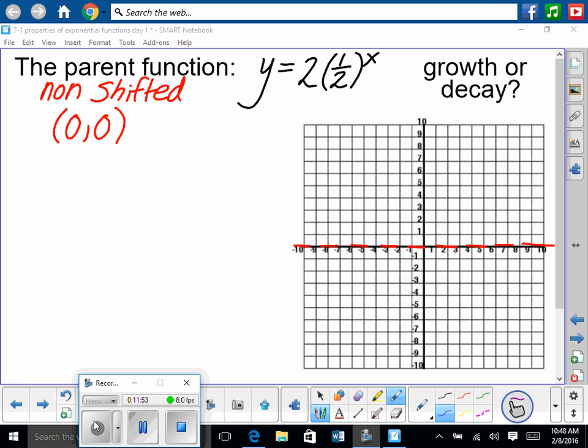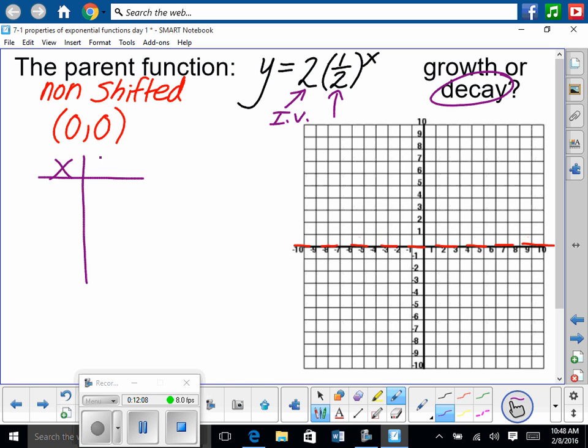First of all, this is a non-shifted function. What's my initial value? It's 2. What's my factor? 1/2. So isn't it decay? Okay, awesome. So let's go ahead and plot some xy points, starting with 0. We plug in 0. What do you get? You get 2, which makes sense. Our initial value is 2. So from 0, we're going up 2.